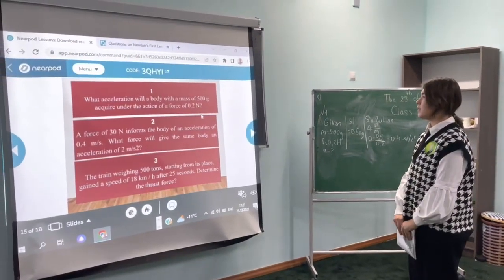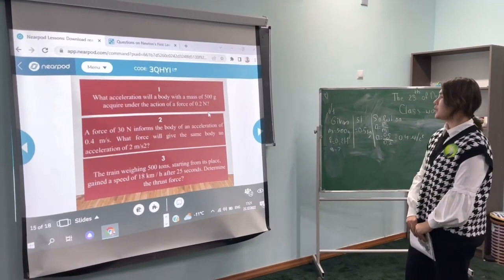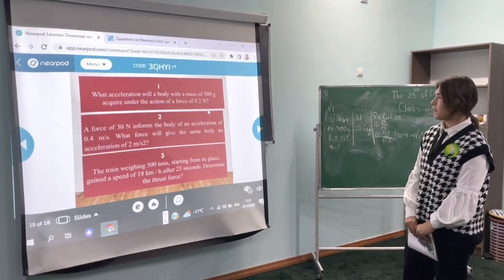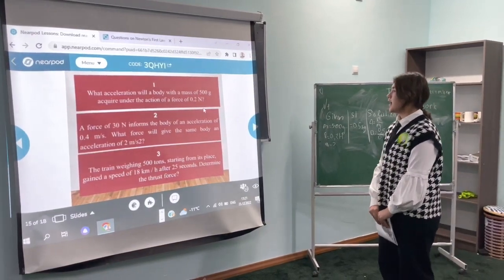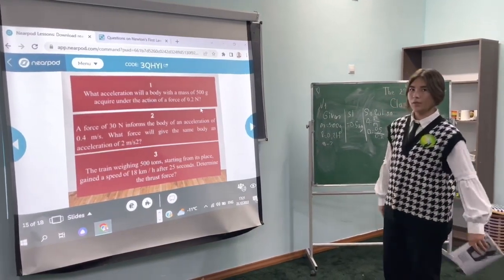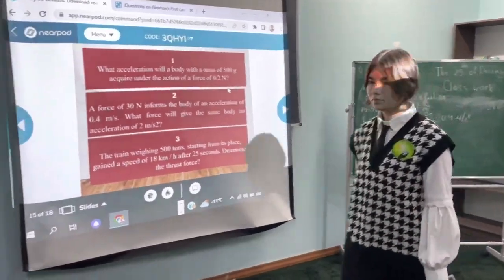A force of 38 gives a body an acceleration of 0.4 meters per second squared. What force will give the same body an acceleration of 2 meters per second squared? We have given.